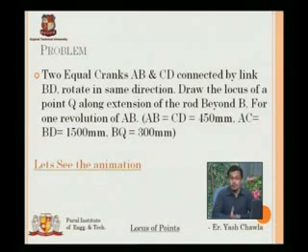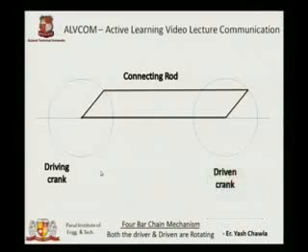Now what do we want to do? We want to draw the locus of a point Q which is on the extension of the rod beyond B. So say I have this connecting rod, and I'll extend it beyond B. I'll draw my connecting rod beyond B such that BQ is 300 mm. So I'll draw that 300 mm beyond B, and I'll put point Q and draw the locus of that particular point. So let's first see, the best thing that we do is see the animation.